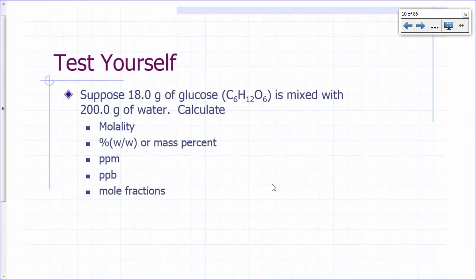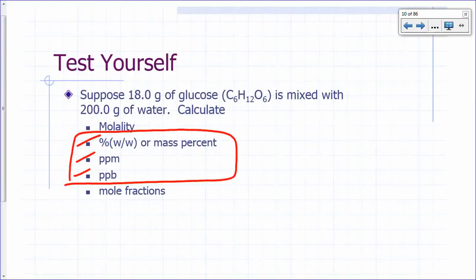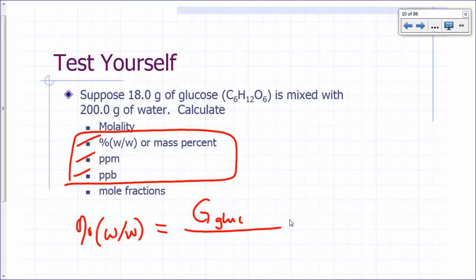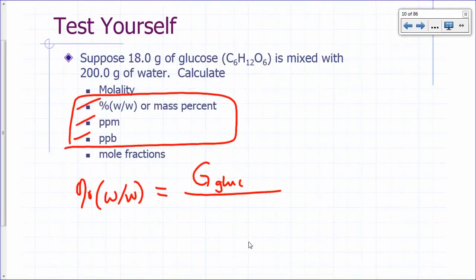Here's a simple example. Suppose you have 18 grams of glucose, C6H12O6. You mix it with 200 grams of water. Let's calculate molality, percent by mass, ppm, ppb, and mole fractions. Let's start with the percent by mass, ppm, and ppb, though, because those are easy. All right, so let's start with percent by weight, or mass percent. That's grams of glucose. Doesn't have to be grams. You can make it kilograms as long as you're using the same unit for the mass, over grams of solution.